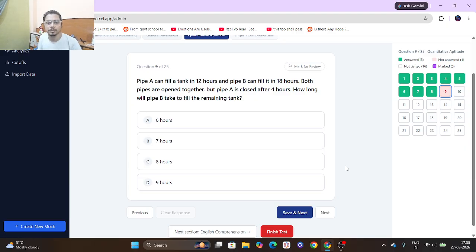Both pipes are open together but pipe A is closed after 4 hours. 4 आवर में ये लोग कर लेंगे 20 units. Pipe A is closed after 4 hours, तो B अकेला. For how long will pipe B take to fill the remaining? Remaining है 16, pipe B कर रहा है 2, so 8 hours.